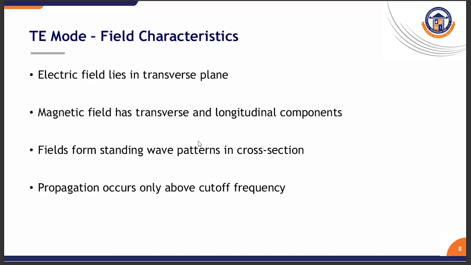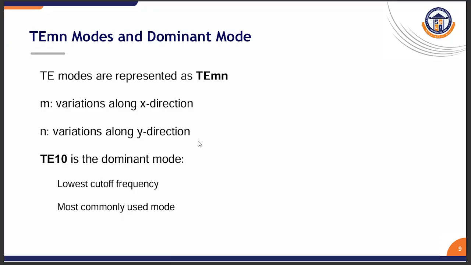Each TE mode is identified by two integers, m and n, which represent the number of half wavelength variations of the field in the transverse dimensions of the waveguide. For example, the TE10 mode in a rectangular waveguide has a half wave variation across the wider dimension and no variation across the narrower dimension.